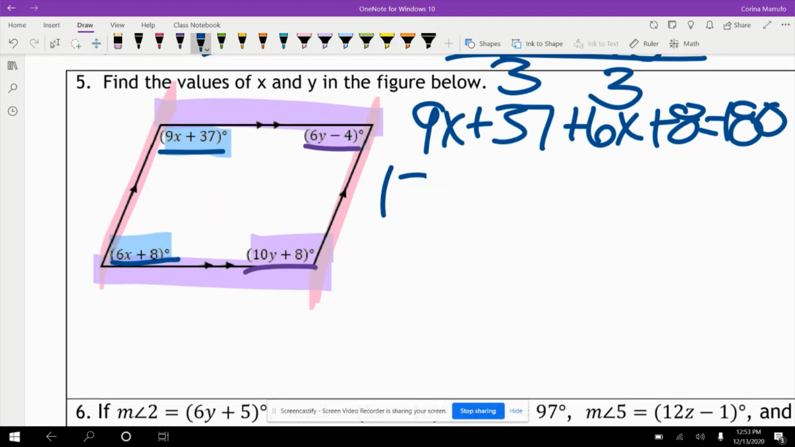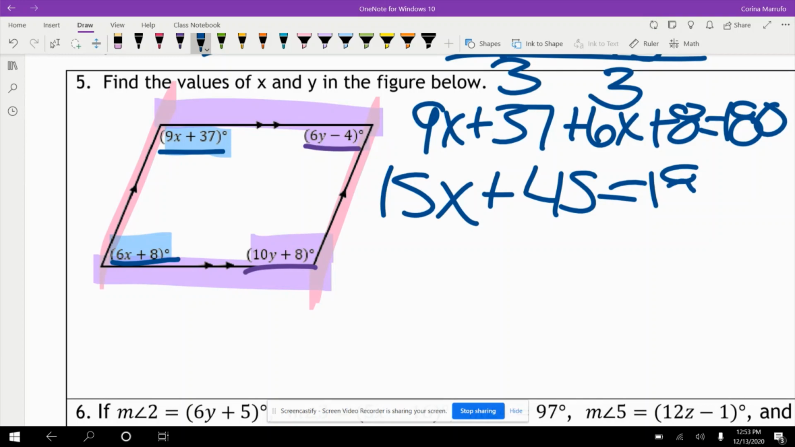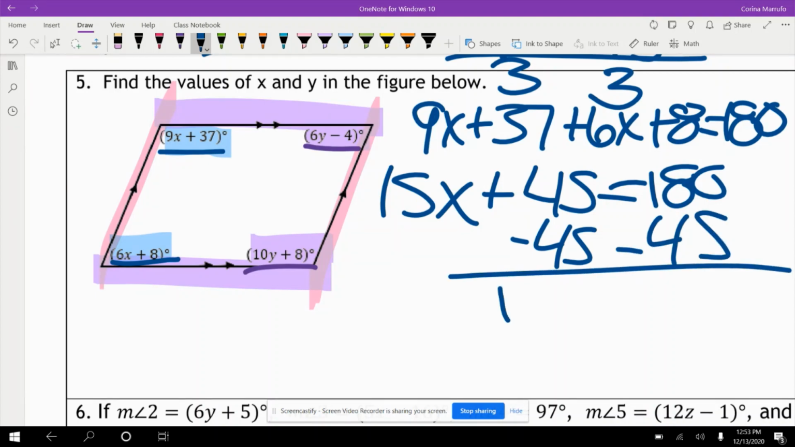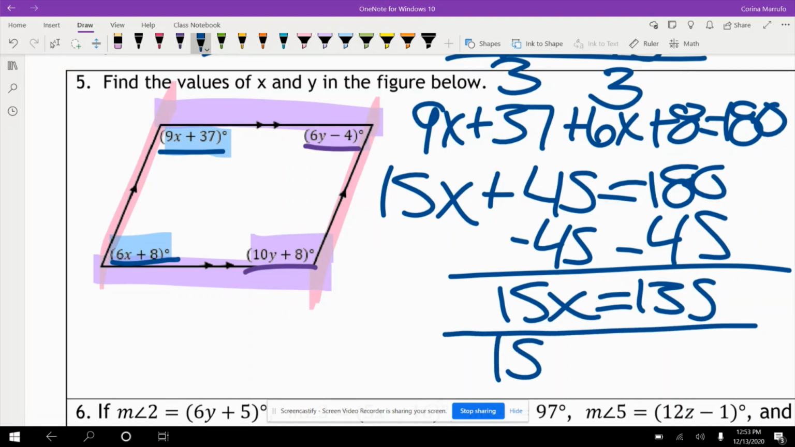And so 9 plus 6 gives us 15x. 37 plus 8 gives us 45 equals 180. And we move over the 45 to the other side. And we get 15x equals 180 minus 45, which is going to give us 135. Okay, so then next we're going to go ahead and divide by 15. And so we are going to get x equals 9, I believe. Yeah.